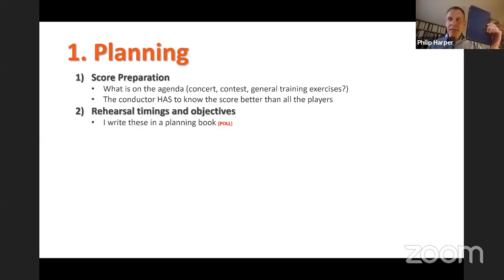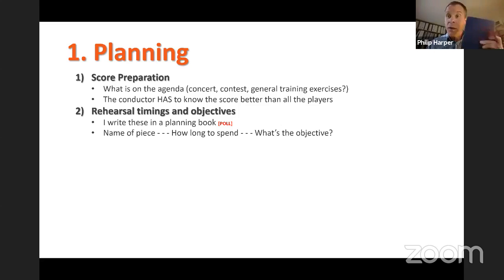So yeah, this is my planning book. Like I say, what I write in the book, I'm just putting on the screen for you now. It's really pretty simple. It's just the name of the piece that we're going to be rehearsing, how long I'm going to spend on it. So I just usually write 20 minutes or 30 minutes. I've seen some people do plans, in fact, sometimes I do it myself, where at the top of the page you start 7:30 and you actually note the time that you're aiming to move on to the next piece. So 7:50, I'm going to be moving to the next piece. So the name of the piece, how long you're going to spend on it, and what's the objective.